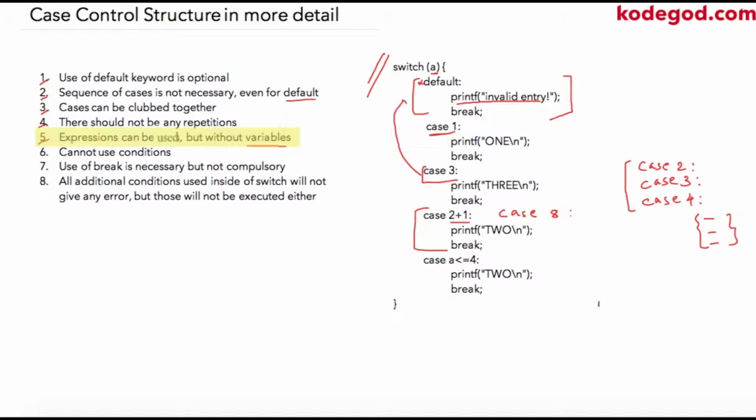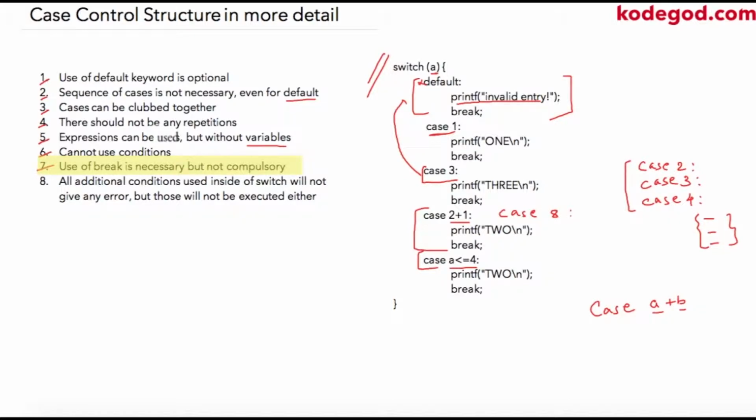So writing something like this is invalid. Suppose a plus b, these are variables, that is invalid. Next point is that we cannot use conditions. So writing a case of this form is not possible. Ideally in these types of conditions, you should use if else and not case control structures.